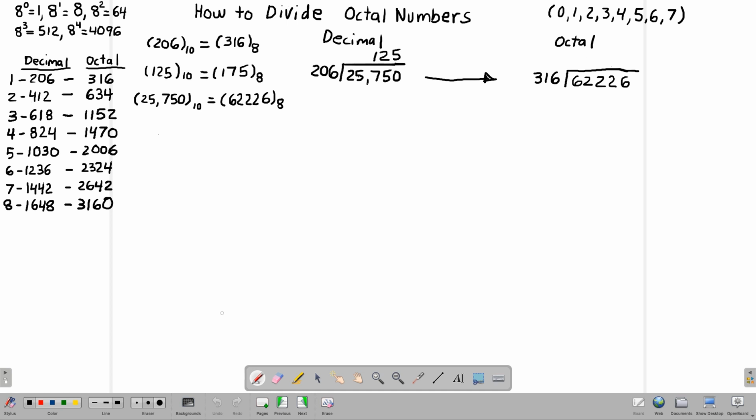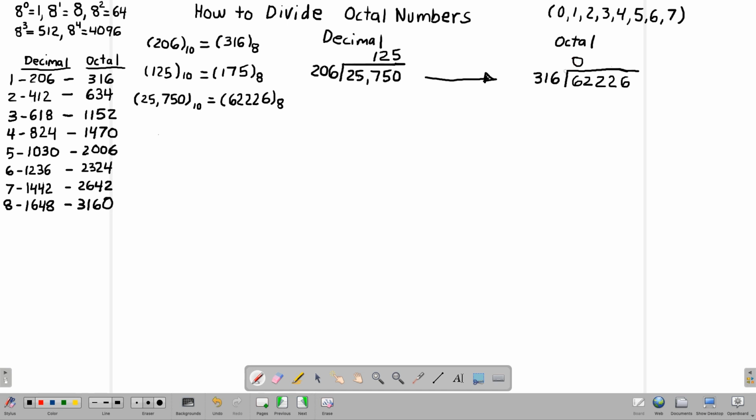All right, so we're going to divide 316 into 62226. This is octal representation. So we start off with division. We look at the first digit. So we say, does the value 316 divide into the value 6? In this case, the answer is no. So we have a value of 0. Let's put 0 up to the top.